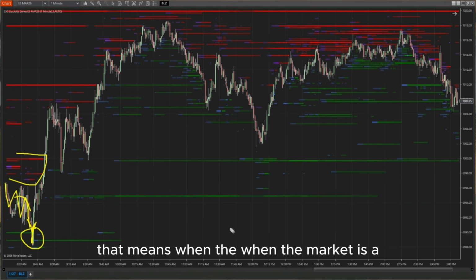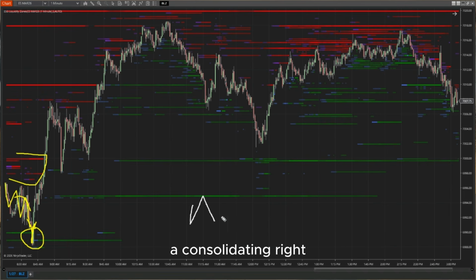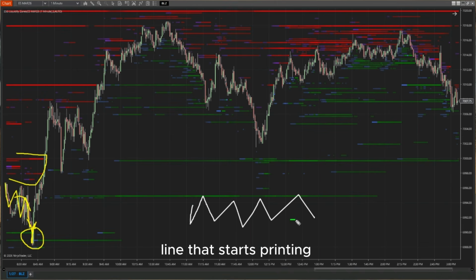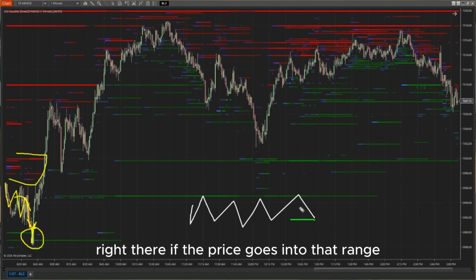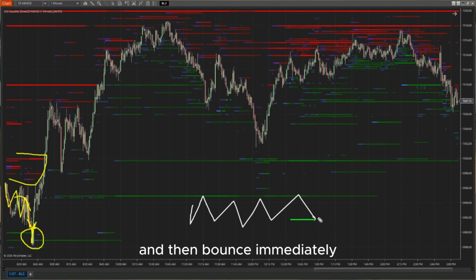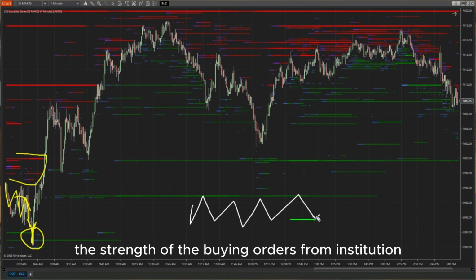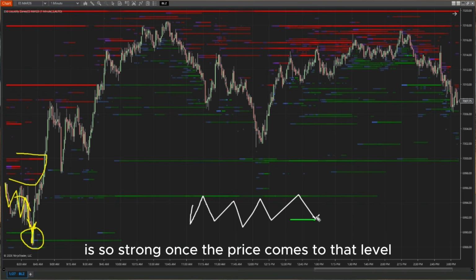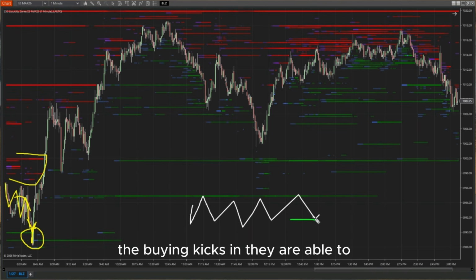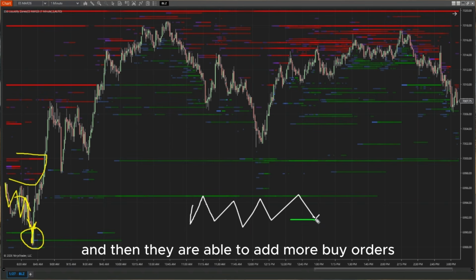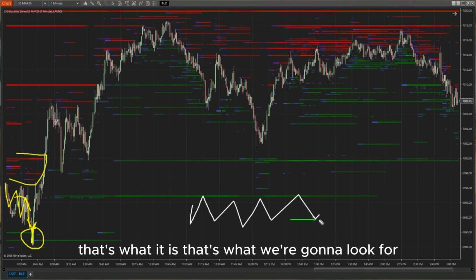That means when the market is consolidating, if you see a line that starts printing buyers' liquidity coming up right there, if the price goes into that range and then bounces immediately as soon as it touches that particular liquidity, what it means is the strength of the buying order from institutions is so strong. Once the price comes to that level, the buying kicks in, they are able to fill the order, and then they are able to add more buy orders. It's pushing up. That's what we're going to look for.